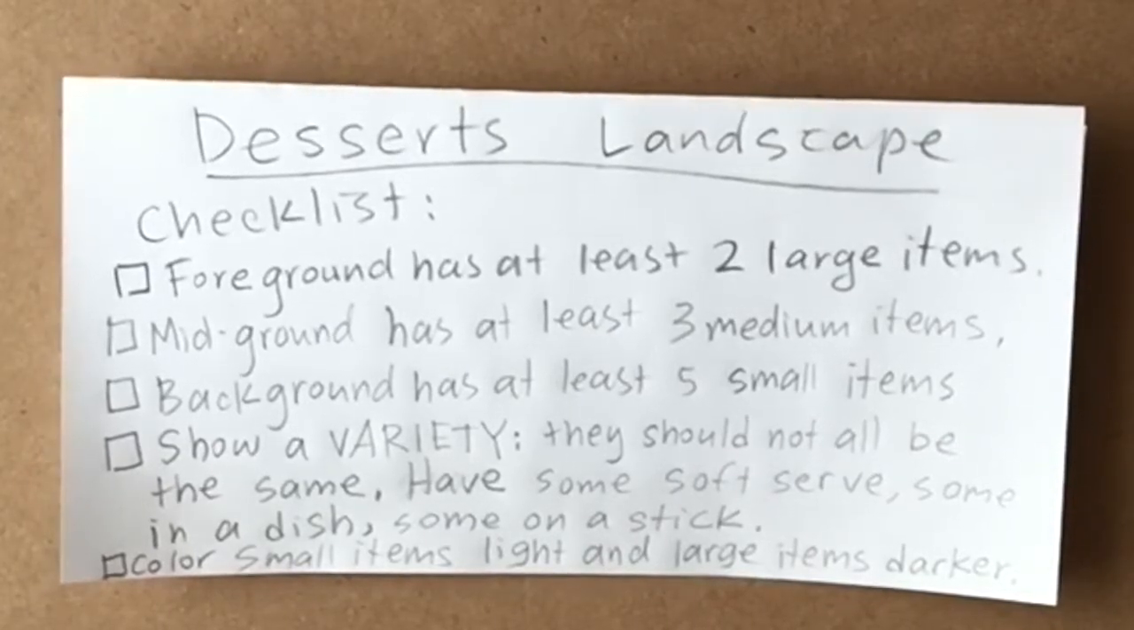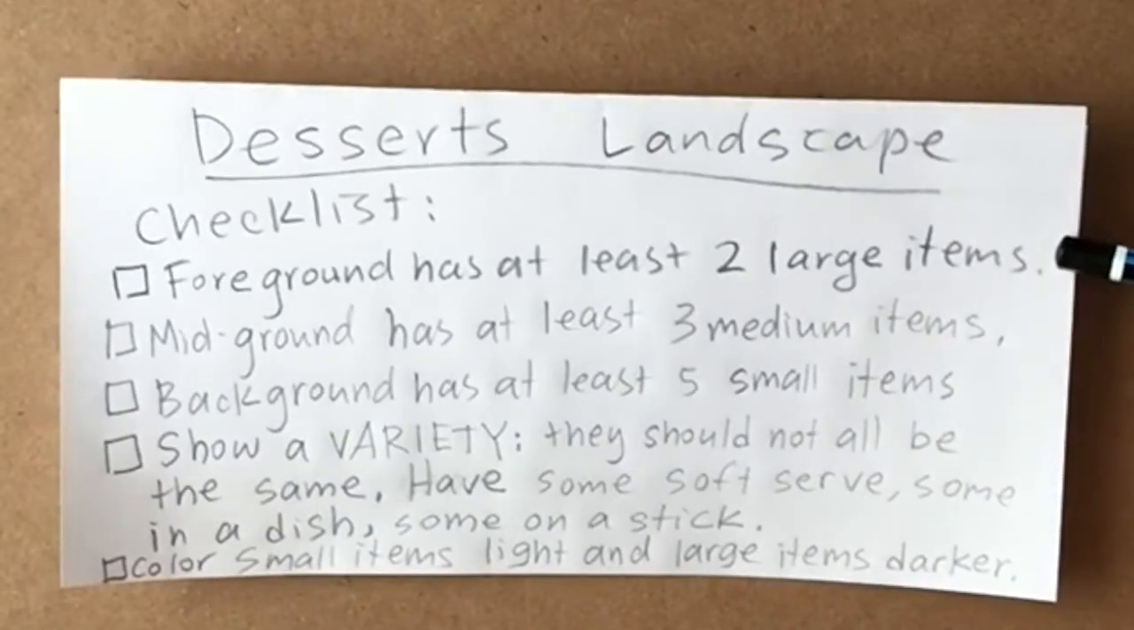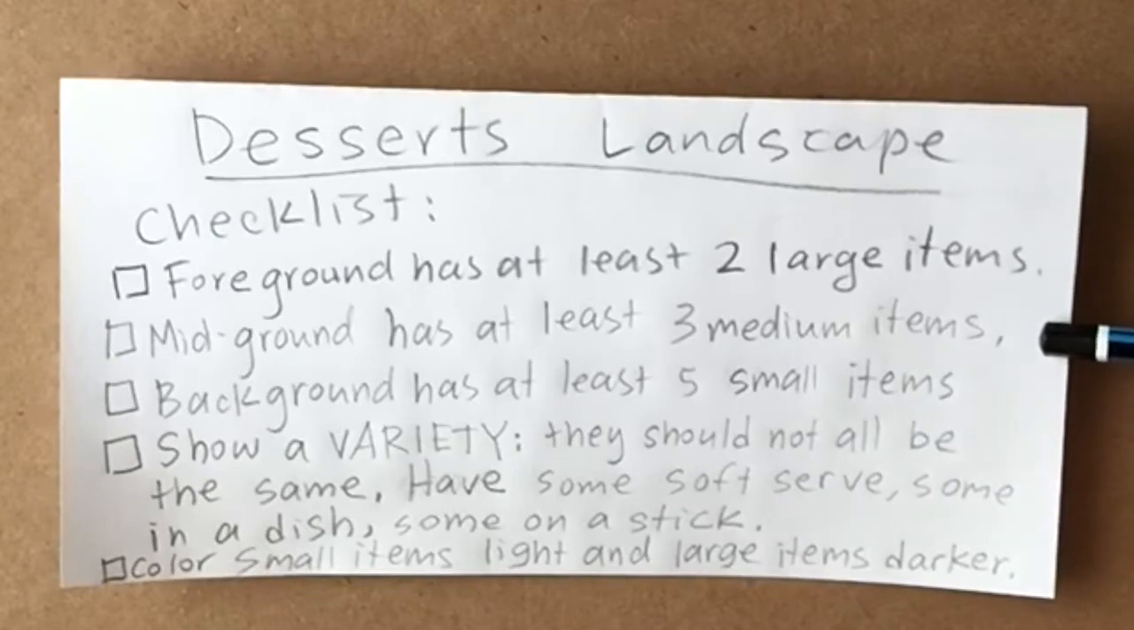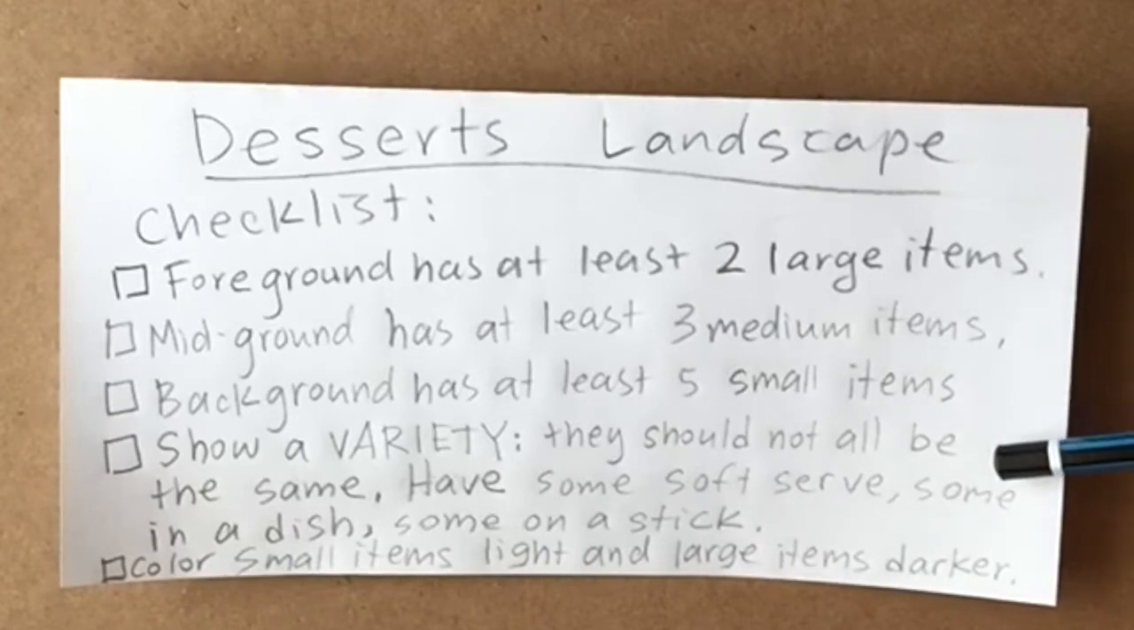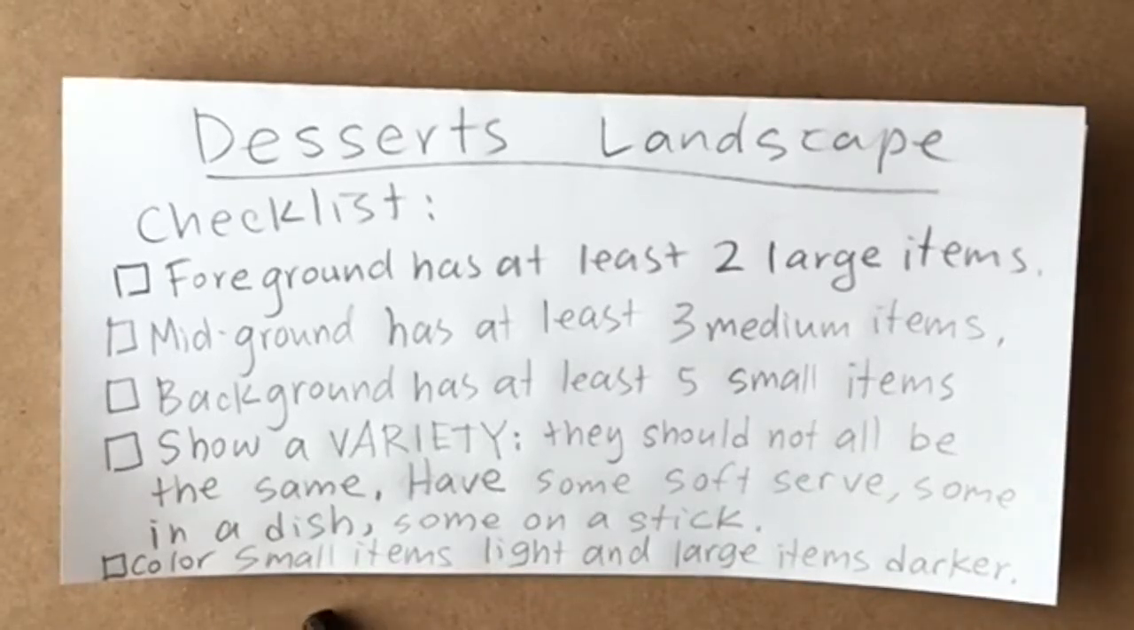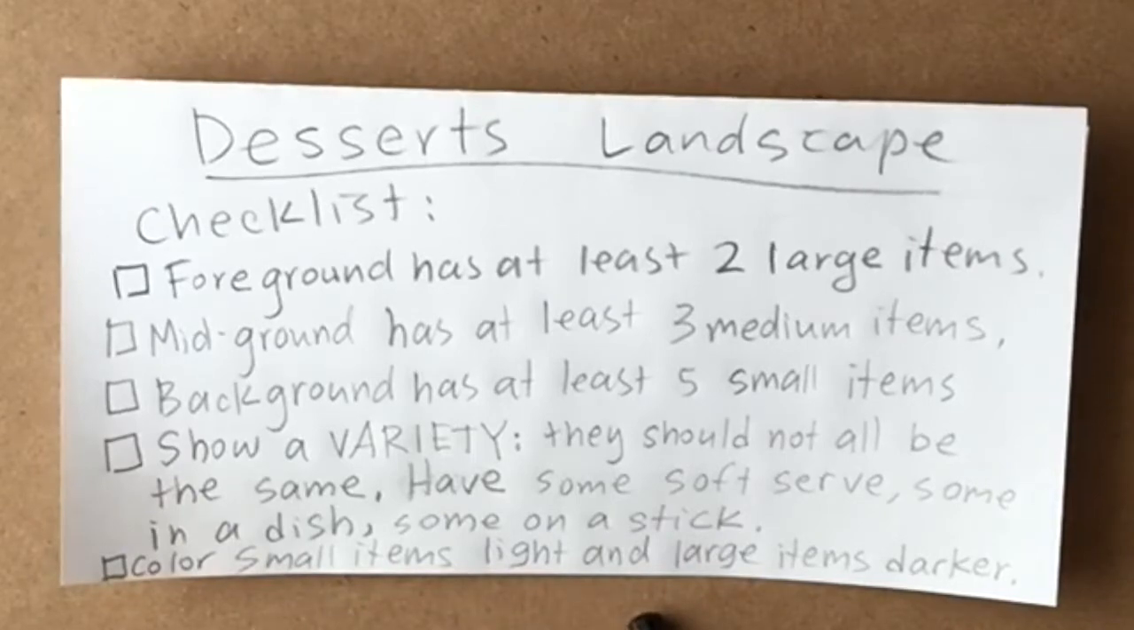We're going to make a desserts landscape. Here's the checklist. The foreground has to have at least 2 large items. The middle ground has to have at least 3 medium-sized items, and the background has to have at least 5 small items. Show a variety of different items. They should not all be the same. Have some soft serve, some in a dish, some on a stick.